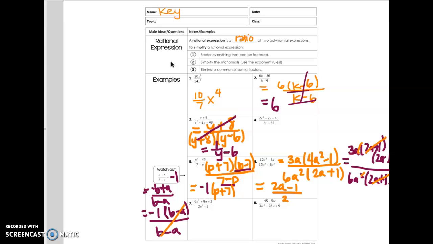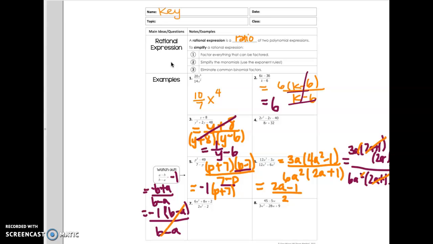Number one, 20 and 14 can both be divided by 2, so I did that to simplify that section. Using exponent rules, we can take x to the 6th divided by x squared. So we're subtracting those exponents for exponent rules, so we get x to the 4th. If you wanted to have the 10x to the 4th all over 7, that's fine too.